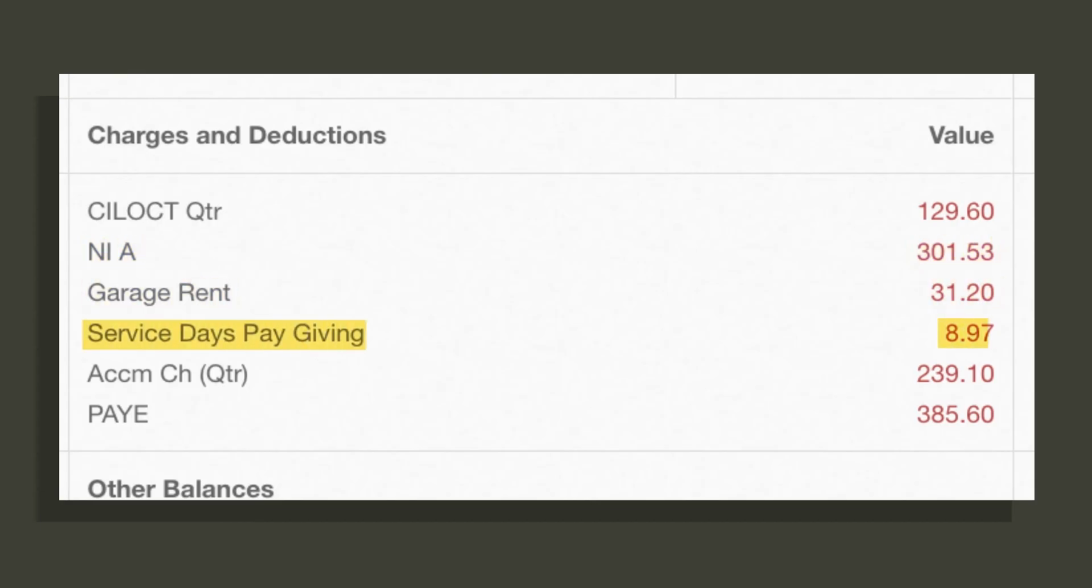I currently pay service days pays given, which is a voluntary contribution which you can pay towards your unit, and I will be making a video on that in the future. And under that is the accommodation charge for the quarter I currently live in with my family. And finally, my pay as you earn income tax. If it's deducted from your wage before it gets paid, then it shows up here.